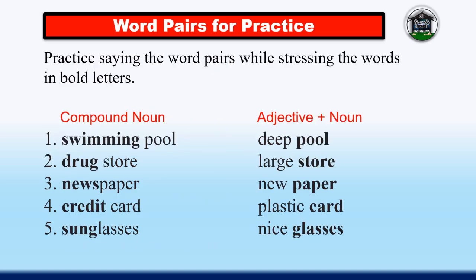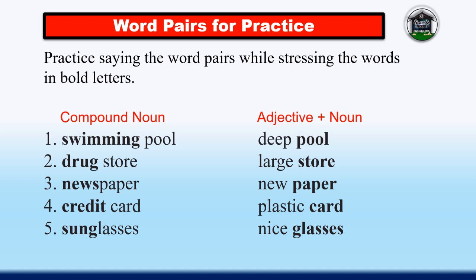Word pairs for practice. First, you will hear a compound noun and then an adjective and a noun. Notice the changes in stress. Remember to say the 2 words as one unit. Do not pause. Swimming pool. Deep pool. Drugstore. Large store. Newspaper. New paper.